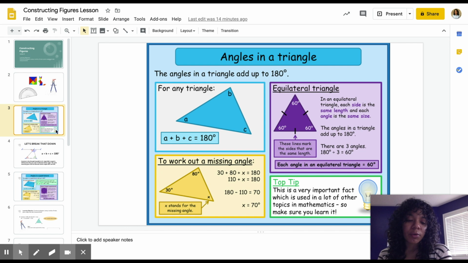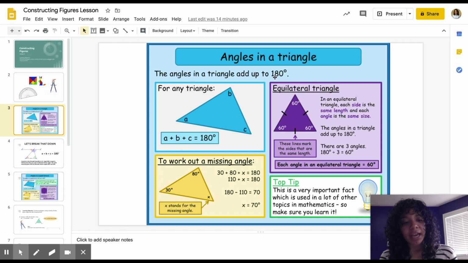So in your homework the last few days, you might have noticed when you were working with different triangles and angles that there's a certain pattern. So when it comes to triangles, all of the internal angles, that's the angles on the inside, add up to 180 degrees. So we have angle A, angle B, and angle C, and they all equal 180 degrees.